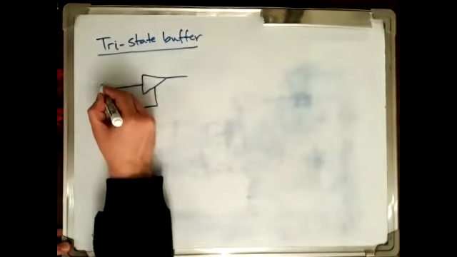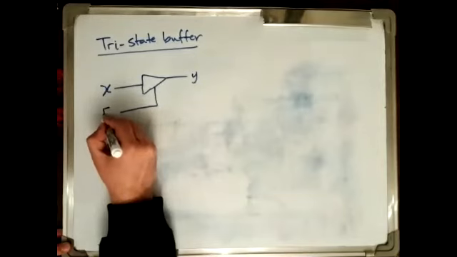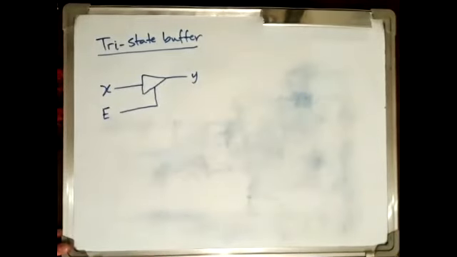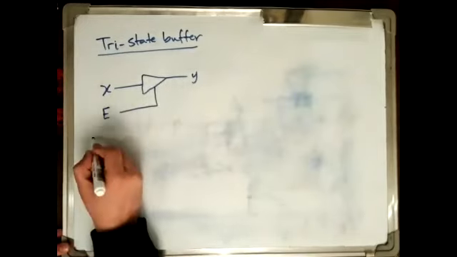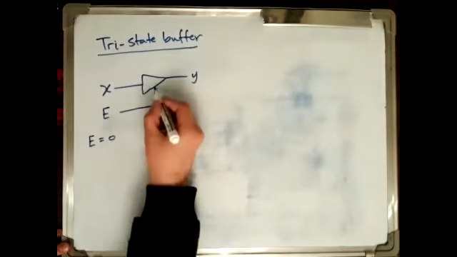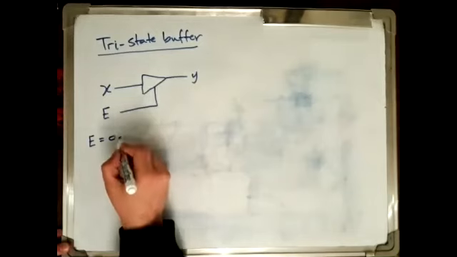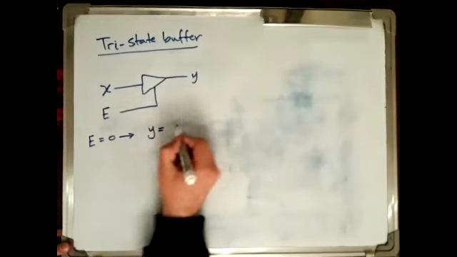If we call, let's say, this is X and this is Y, we said this input is called the enable or the control input, which controls the operation of this gate. The operation of this gate is very simple. If E equals 0, this implies that the gate is disabled, which implies that Y is what? What will be Y?